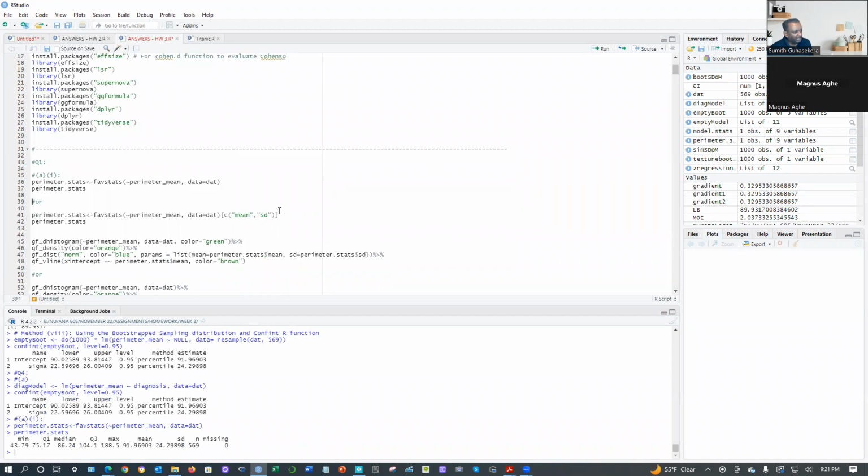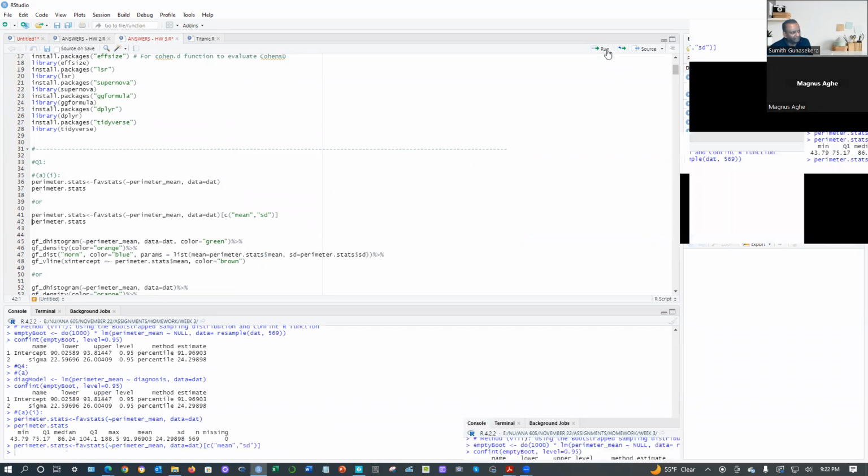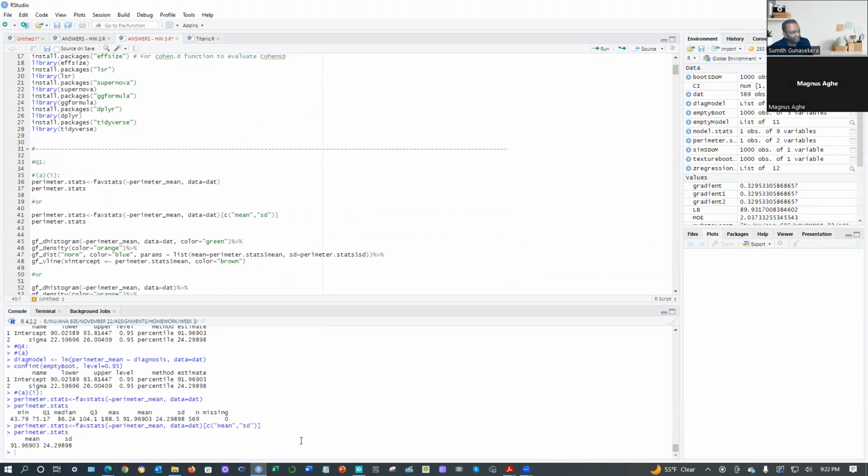If I need from that one mean and standard deviation only, I'm going to select mean and standard deviation from my favorite stat this way. Only two will be displayed if you want to do it like that. Use this command. I ran that one, parameter stat.